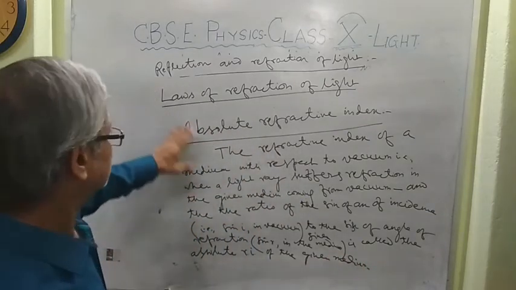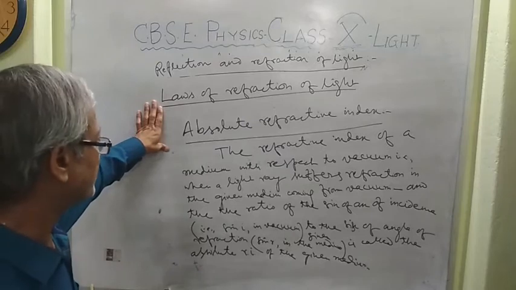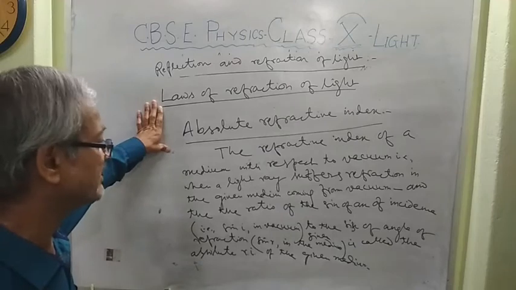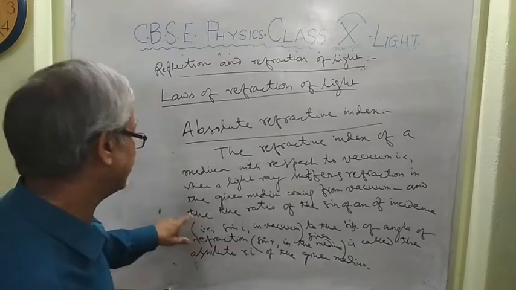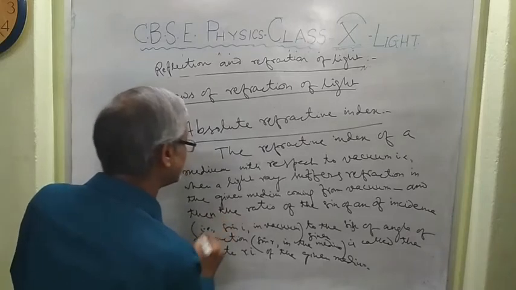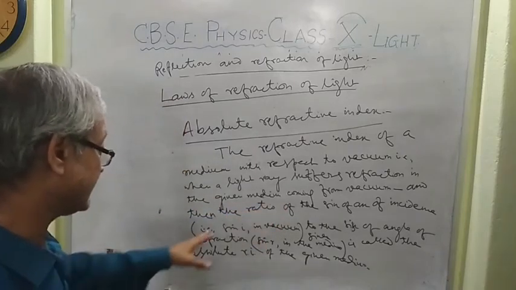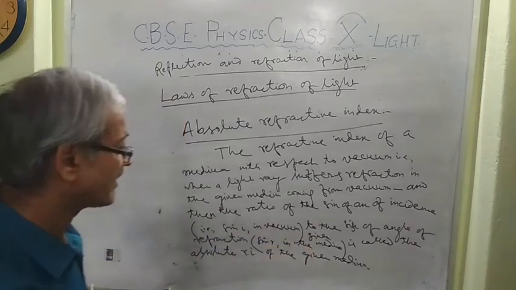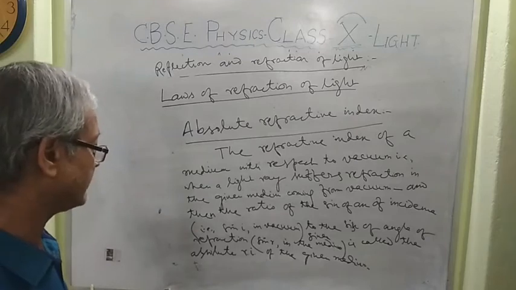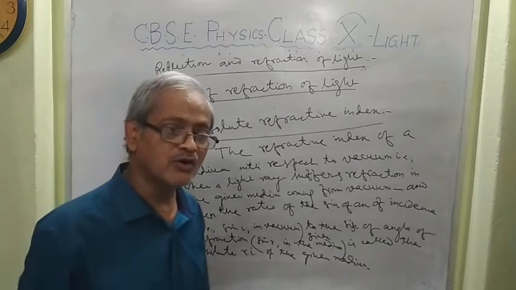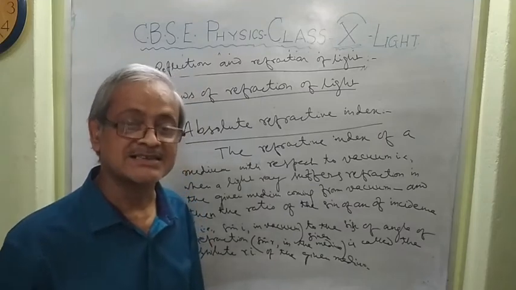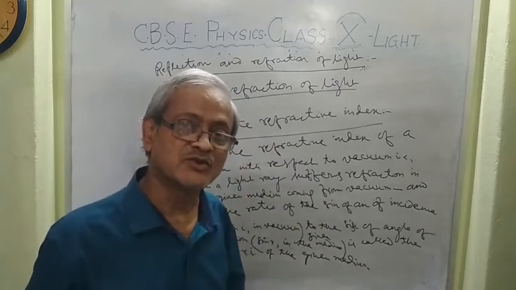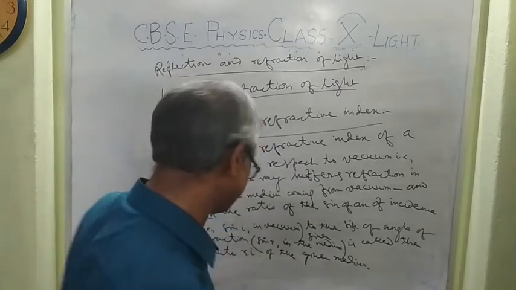Now, the absolute refractive index, the refractive index of a medium with respect to vacuum, is when a light ray suffers refraction in the given medium coming from vacuum, and then the ratio of the sine of angle of incidence, sin i, in vacuum to the sine of angle of refraction, sin r, in the given medium, is called the absolute refractive index of the given medium. Now, we know the refractive index in both the cases, relative refractive index and absolute refractive index, with respect to the speed of light, right?